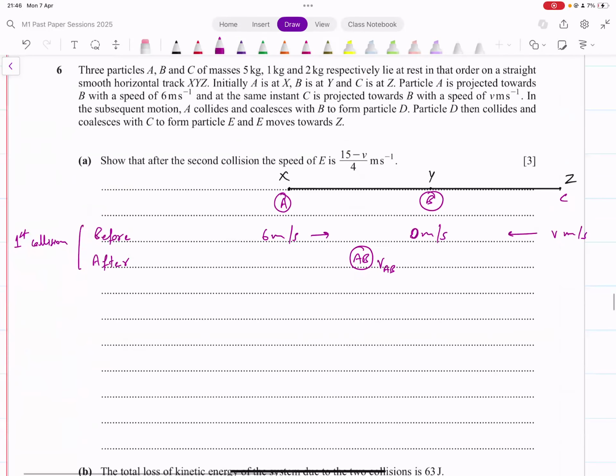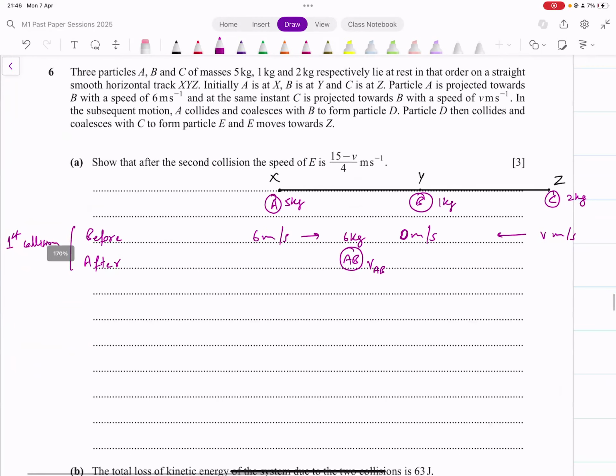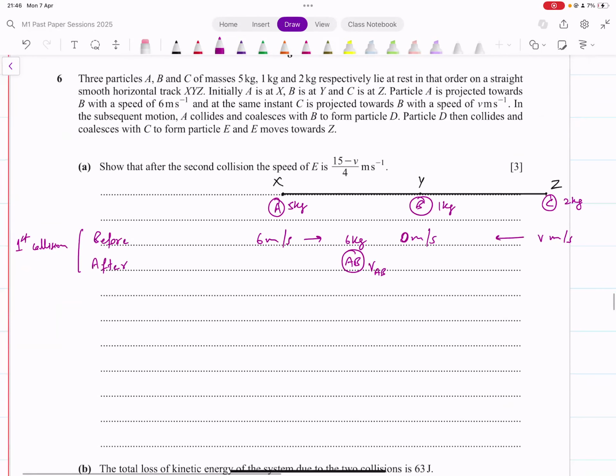Their masses are 5 kilograms, 1 kilogram, and 2 kilograms respectively. So the AB particle would be 6 kilograms, right? Because the mass of A is 5 and the mass of B is 1. Let's apply conservation of momentum on this first collision. Momentum before collision should equal momentum after collision.